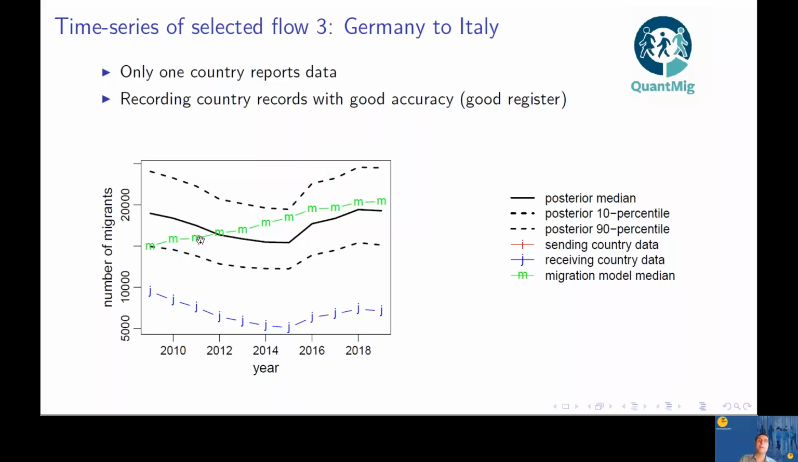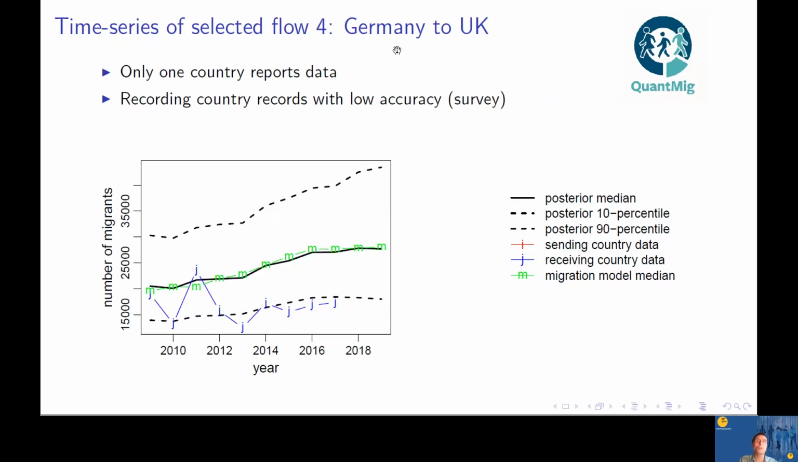Now, if we look at a flow from Germany to Italy, we see that only one country reports the data, which is Italy, and it has relatively large undercount. So what we're seeing here is the shift, but because Italy is deemed relatively accurate, although it's undercounting, it's going to be consistently undercounting. We believe that the actual trend should follow the Italian data and not the migration model.